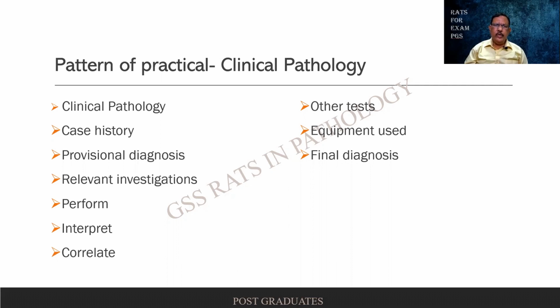And finally, they will ask you to do a set of investigations. Generally, we should be prepared for a complete hemogram. Second one, the basic biochemical investigations. Third one, urine examination. Fourth, some common tests like the blood grouping, Coombs test, etc. You may be asked to perform certain tests. Sometimes you will be asked to interpret the values that can be obtained from the biochemistry department or so. Finally, you will have to correlate and then give a report.